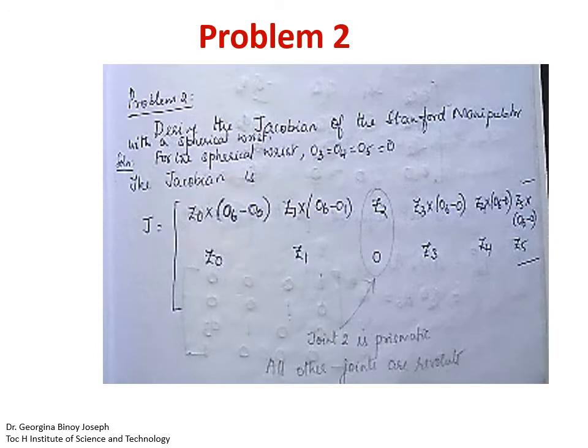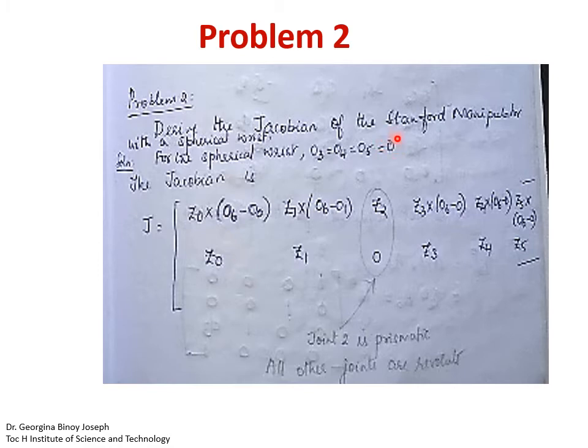Now, problem 2 is a bigger problem. Derive the Jacobian of the Stanford manipulator with a spherical wrist. This again, we have done the derivation in module 4. That forward kinematics problem has been solved for the Stanford manipulator. So, for a spherical wrist, what is the property of a spherical wrist? All the 3 axes, if there are 3 joints in the wrist, they intersect at a common point, a common origin.